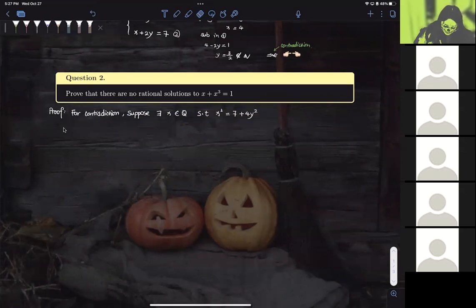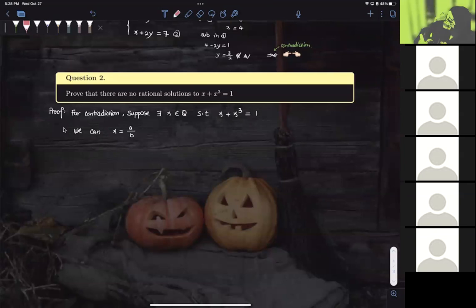So suppose there exists x in the rational numbers such that x plus x cubed equals 1. Okay? Now, since we know that x is a rational number, we can write x as a over b.